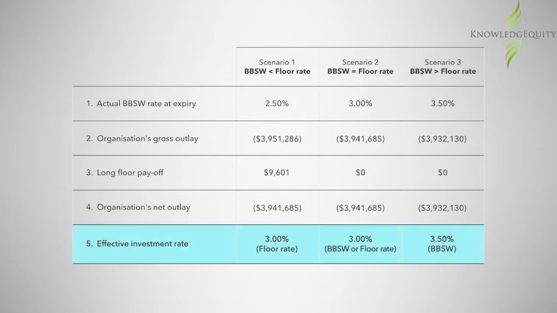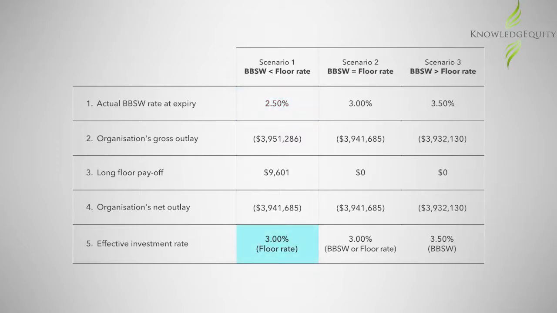Item 5 is the effective investment rate for the organization after taking into account the payoff from the floor. The effective rate in scenario 1 matches that in scenario 2 and highlights how the floor worked to prevent the investment rate falling below 3%. At maturity of the floor, if the BBSW rate is below the strike rate, such as in scenario 1, then the organization will exercise the option and invest at the higher rate of 3%.